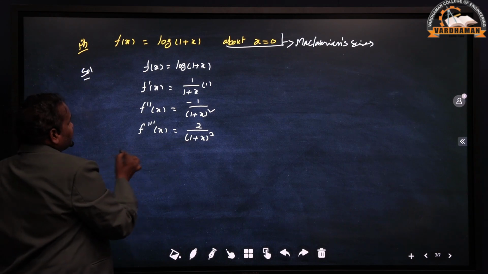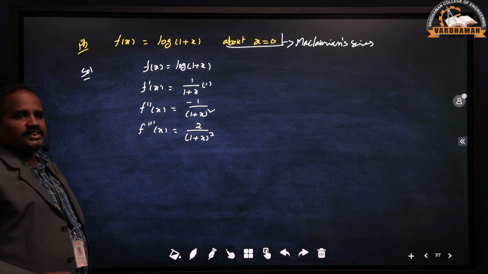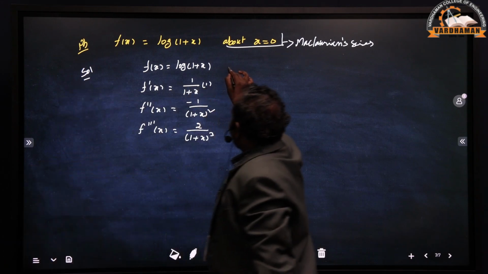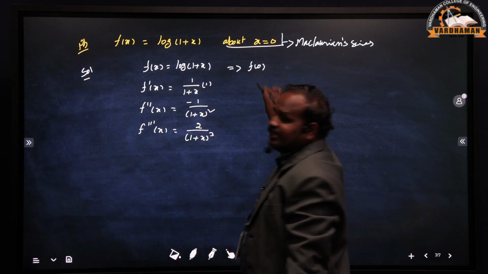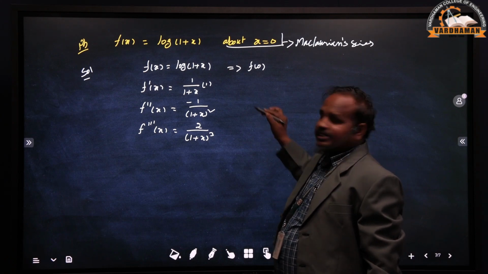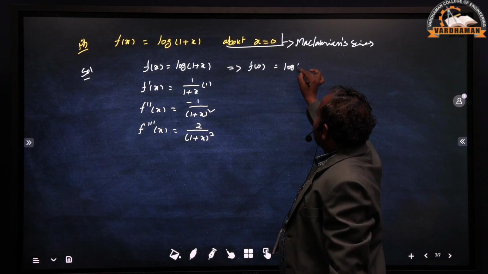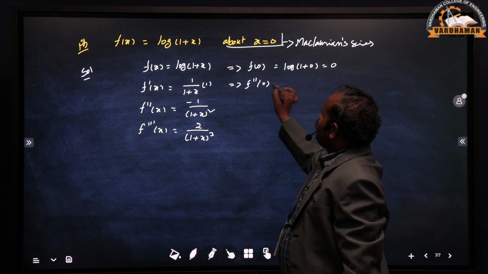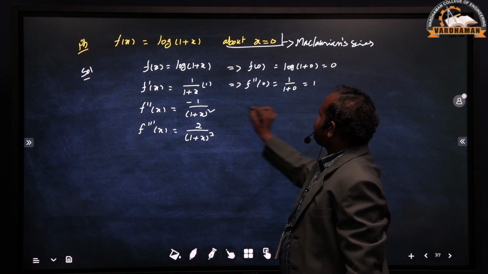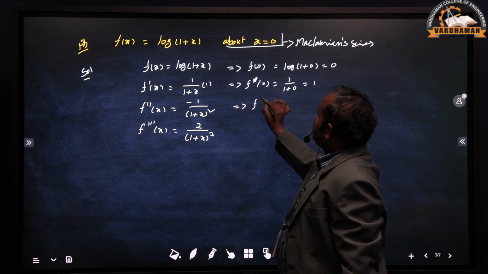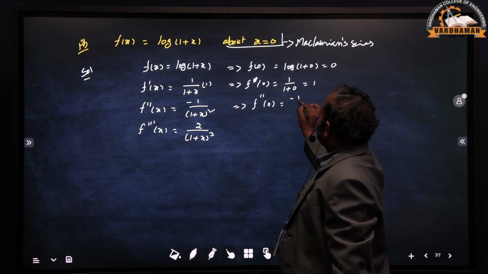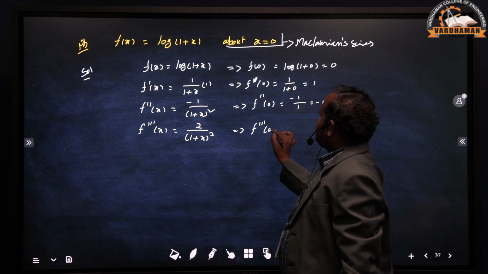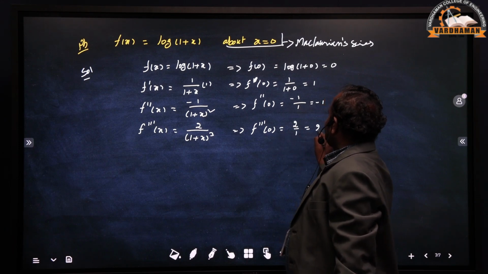Now writing the Maclaurin series formula. Before writing the Maclaurin series, replace x as 0 in these. F of 0 is equal to log of 1 plus 0, log 1 is 0. Next f dash of 0: 1 by 1 plus 0, value 1. This is f dash of 0. This is f double dash of 0: minus 1 by 1, value minus 1. Next one f triple dash of 0: 2 by 1, value 2.